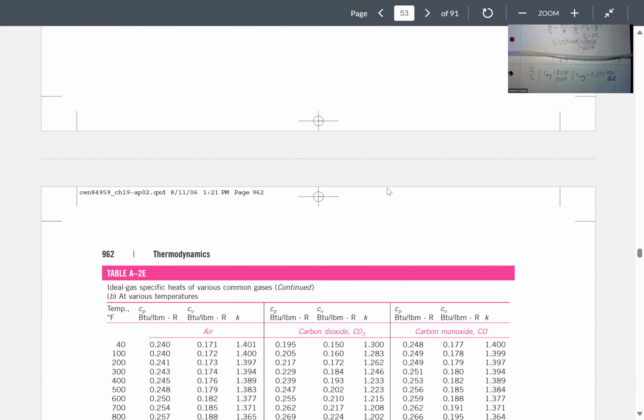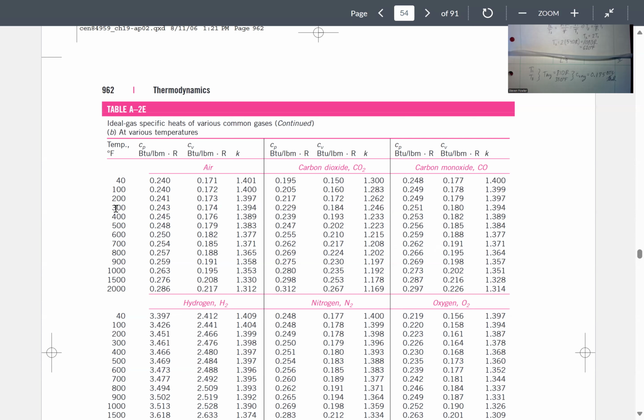So I need to go to the next table here. And I'm somewhere between those two values. Well, I happen to be halfway in between, so I'm just going to take a value right in between the two, no interpolation necessary, and we should be good to go.